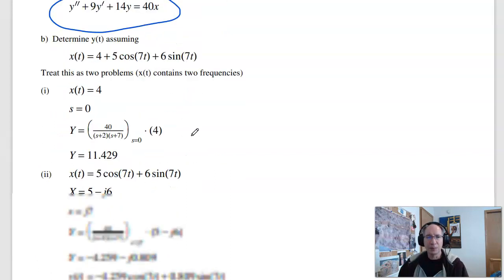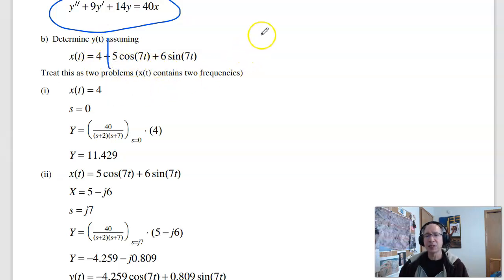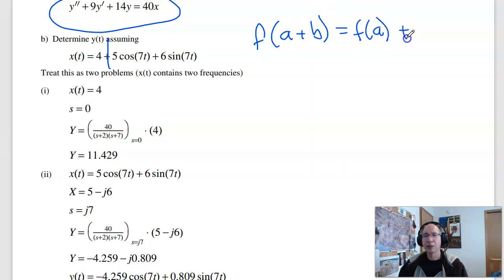Part B says find the output if the input is a constant and a sine wave. To do that, treat that like two separate problems. This uses superposition. Superposition says if I have a function of a plus b, that's equal to the function of a plus the function of b. Filters are linear circuits, meaning I can do this trick. So I've got two terms, DC and AC. Treat that as two separate problems, the DC problem and the AC problem.